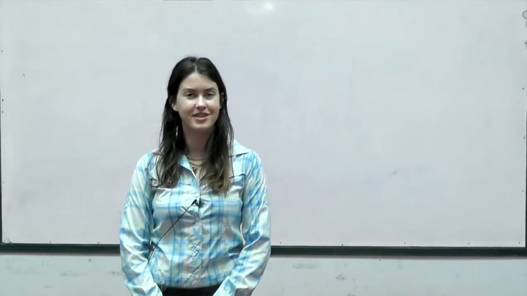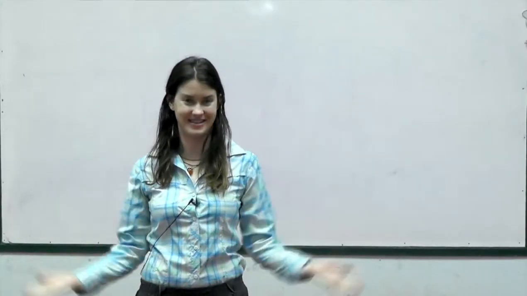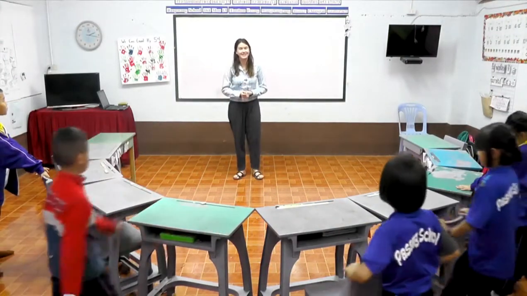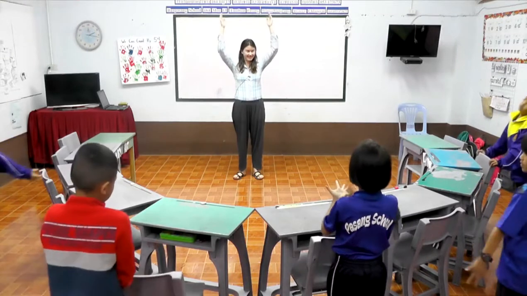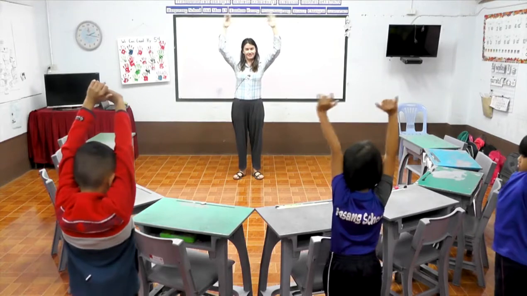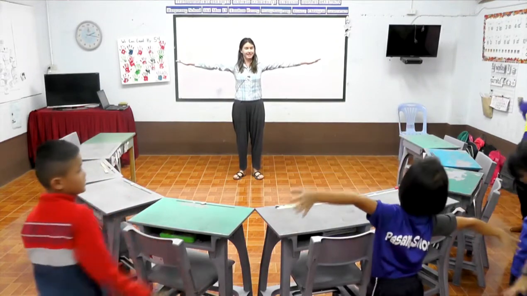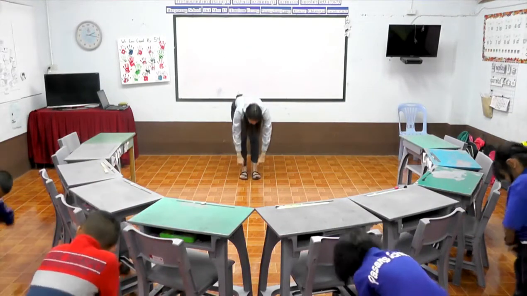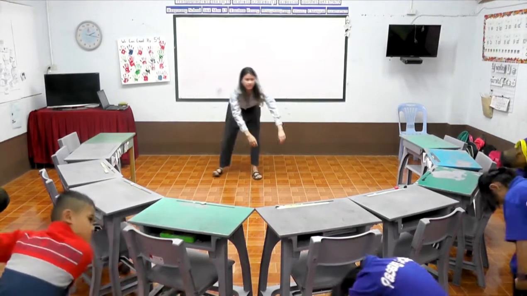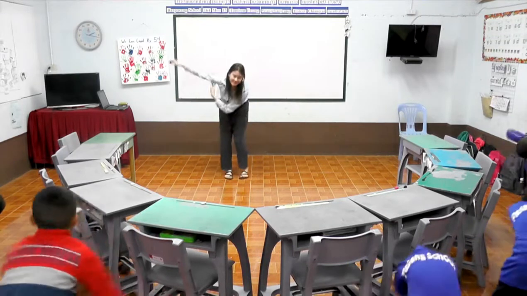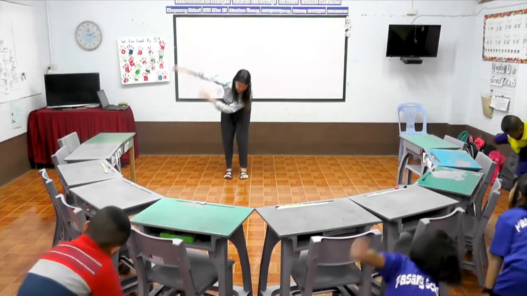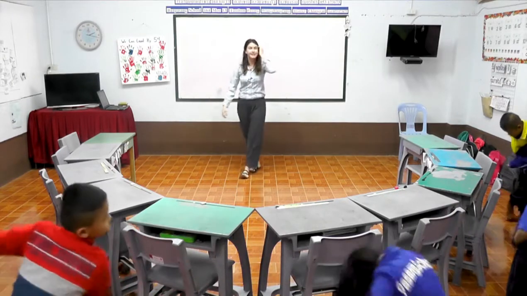Okay, we're going to take a little stretch break before our next activity. So everybody stand up. Very nice. Let's put our arms up high. Stretch all your fingers. Good job. Put your arms in a T and touch your toes. Come up halfway and swing your heavy monkey arms. Good job, friends. Stand up nice and tall.